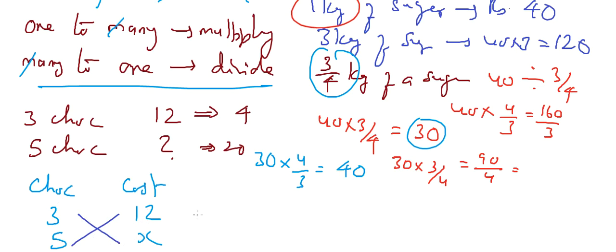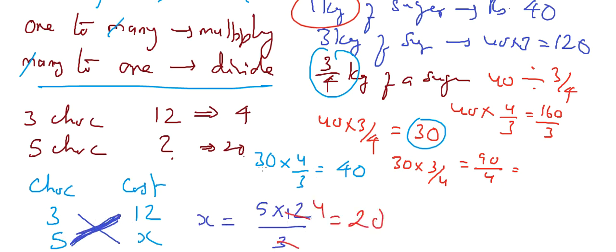So what's the cost of 5 chocolates? So x is equal to, what do you do? See here, this line, there are 2 lines here. Which line has numbers at both the ends, that will be the numerator. So 5 into 12, and the other one is the denominator, divided by 3. So 3 and 12, 4 times; 4 into 5, 20. So you get it directly, without finding the cost of 1 chocolate.